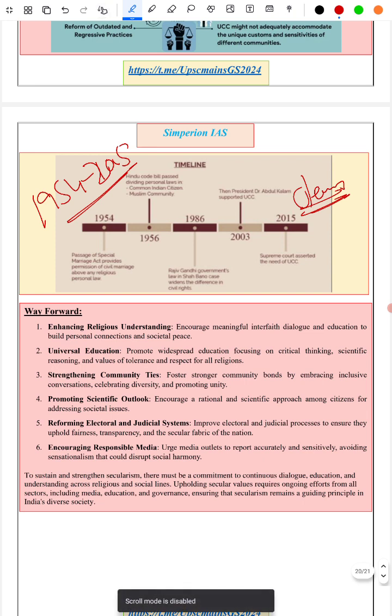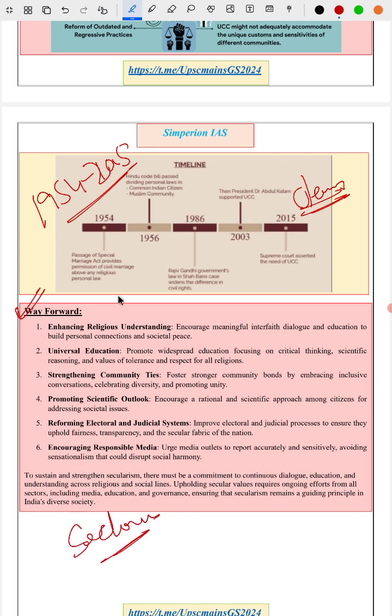Next, we have given the way forward: how to boost secularism in the country, that is enhancing religious understanding, universal education, strengthening community ties, promoting a scientific outlook in society, that is developing a scientific temper, and reforming electoral and judicial systems. Asking for votes in the name of religion has to be stopped or reduced. Encouraging a responsible media, urging media outlets to report accurately and sensitively, avoiding sensationalization of cases which disrupts harmony. We have given another conclusion.